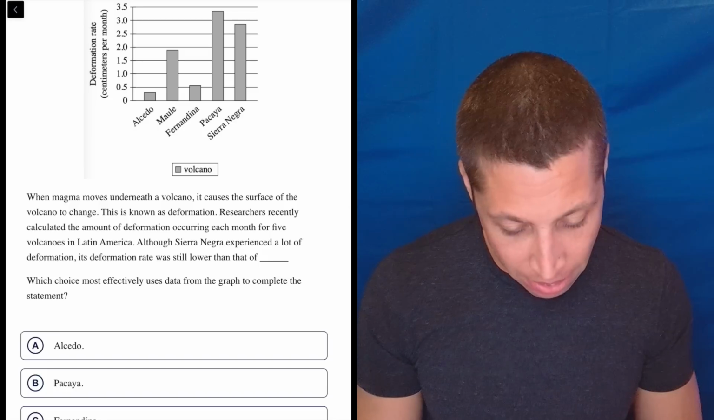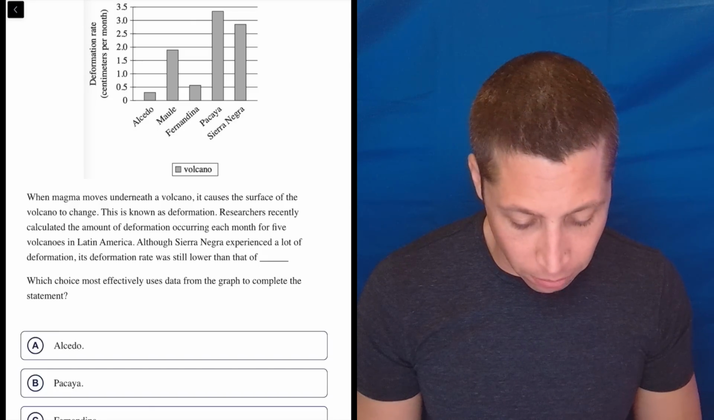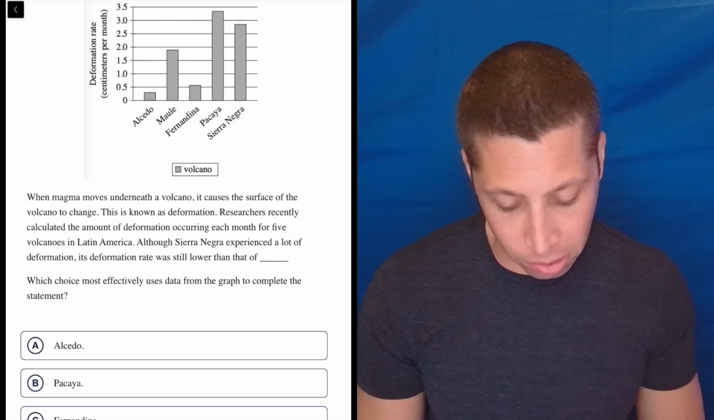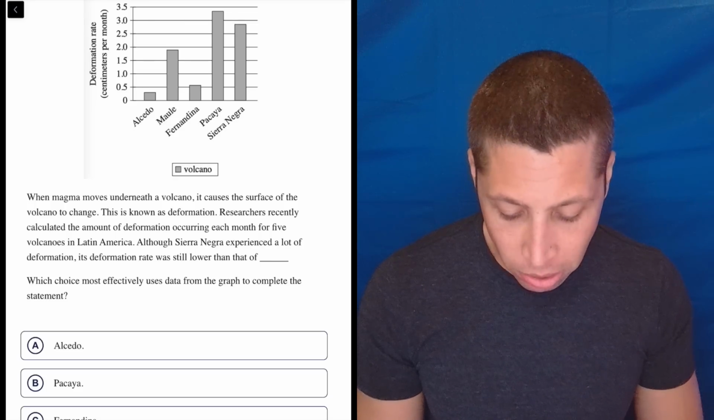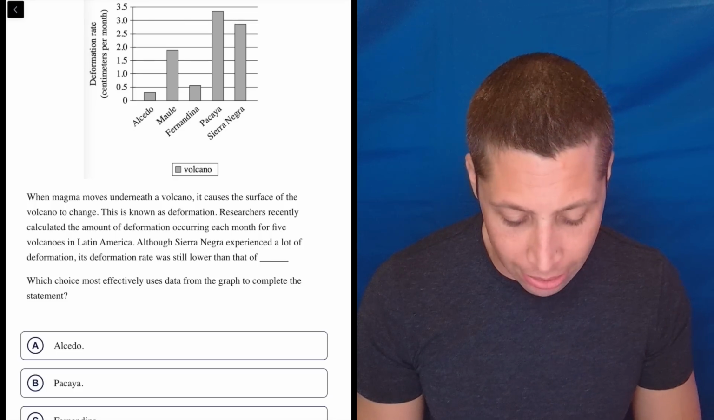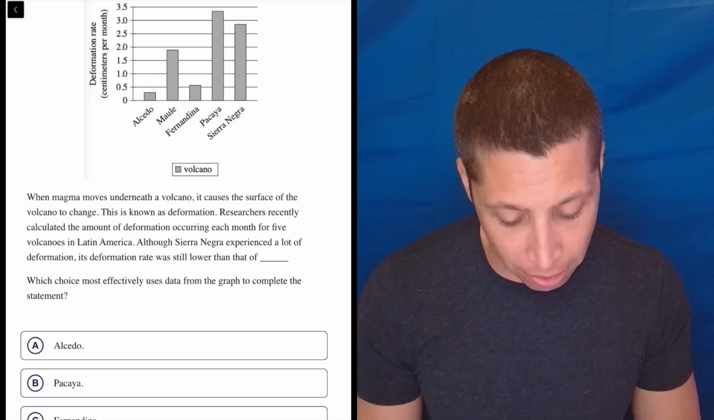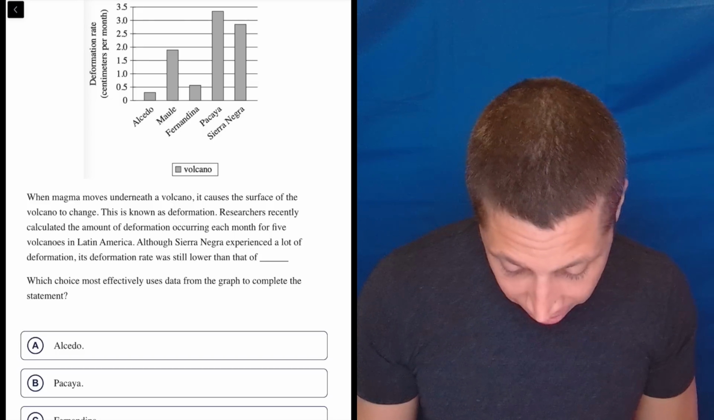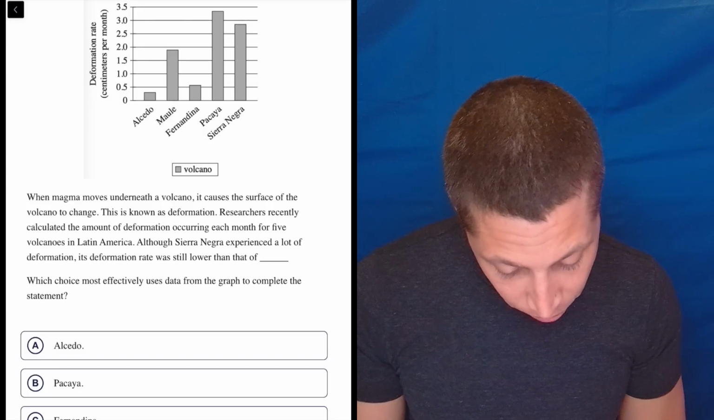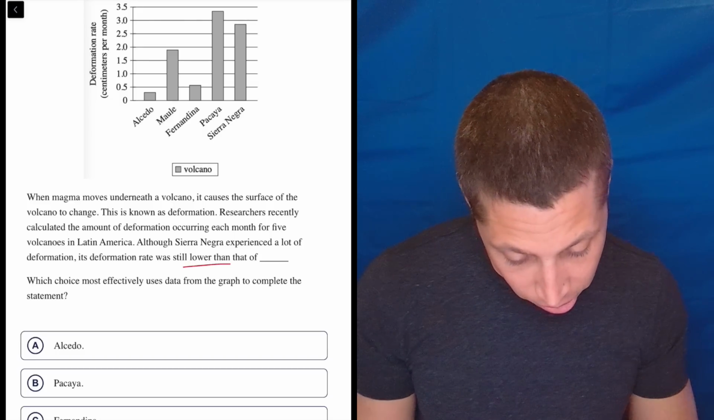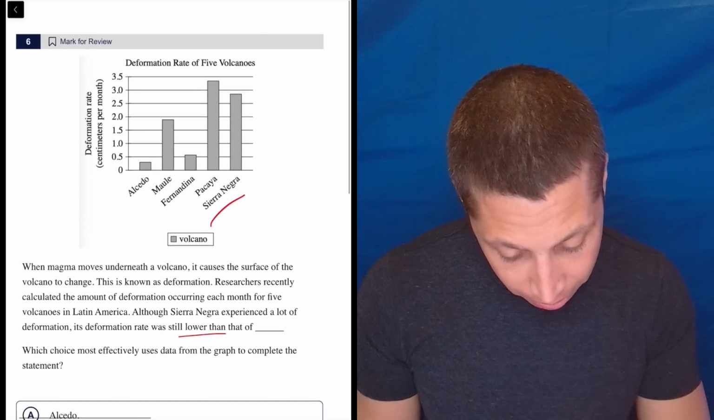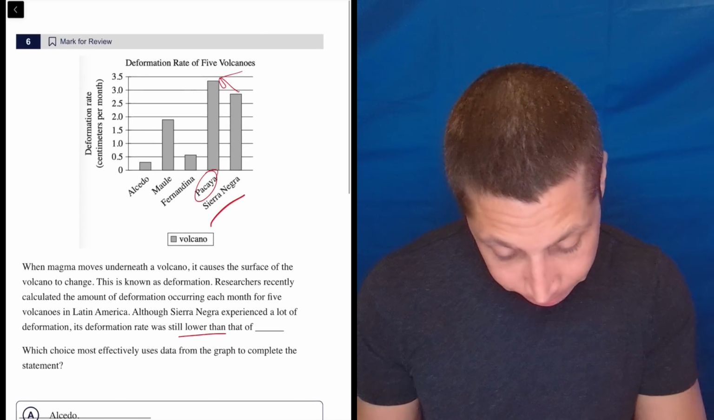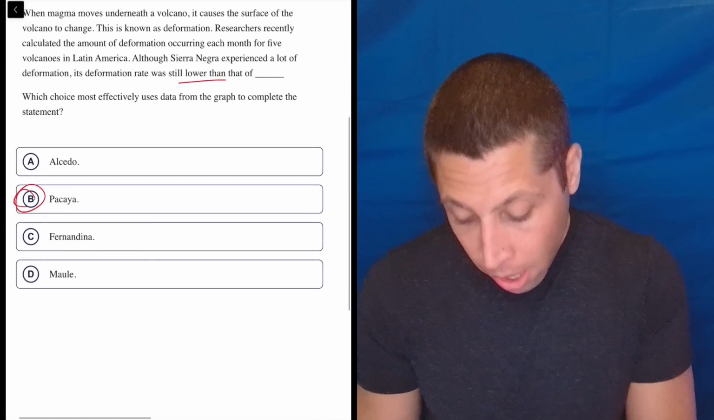We got to complete the statement. When magma moves underneath the volcano, it causes the surface of the volcano to change. This is known as deformation. Researchers recently calculated the amount of deformation occurring each month for 5 volcanoes in Latin America. Although Sierra Negra experienced a lot of deformation, its deformation rate was still lower than that of, okay, so Sierra Negra is here. What's higher than it? Pacaya, right? So boom. Done.